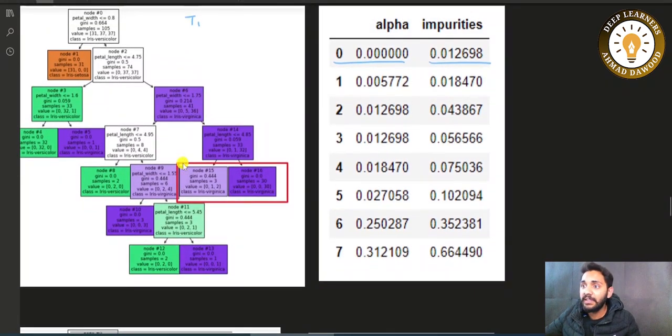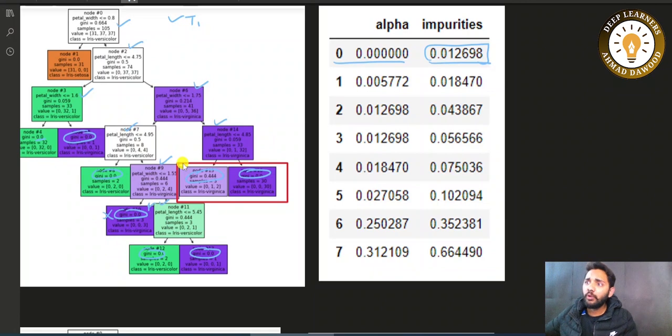When you add the Gini impurity of the leaves, how many leaves are there? 1, 2, 3, 4, 5, 6, 7 and 8. When you do the weighted sum of the leaves, you will get the Gini impurity of that T1. Then you have to calculate the alpha value for each non-terminal node. Like this is a non-terminal node, this is non-terminal, and so on. Sorry, this one is not non-terminal.